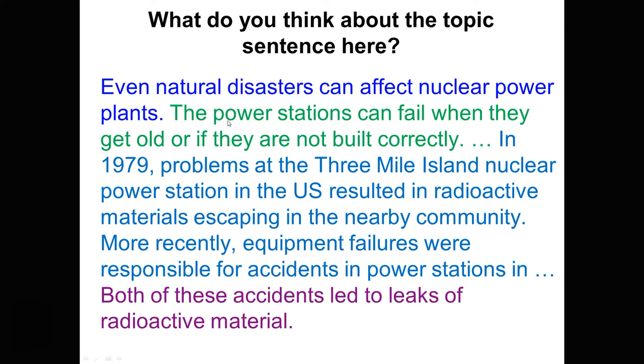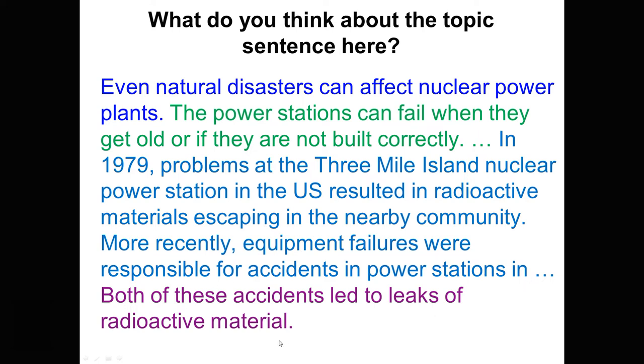So if we go through here, it says the power stations can fail when they get old. Well, that's a fair point, but it's not talking about natural disasters. It is, however, talking about nuclear power plants. In the second supporting sentence, it says here that in 1979, problems at the 3 Mile Island nuclear power station in the US resulted in radioactive materials escaping in the nearby community. But again, it doesn't say anything about natural disasters. It does, however, say something about nuclear power plants.